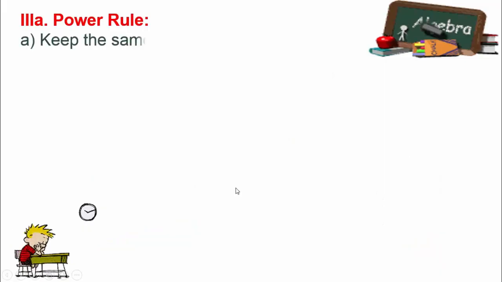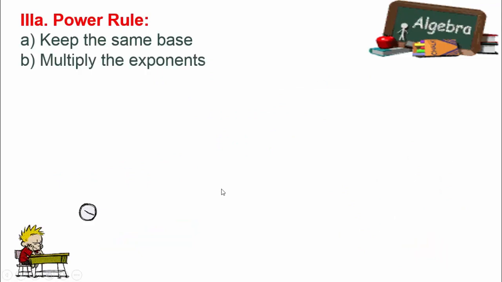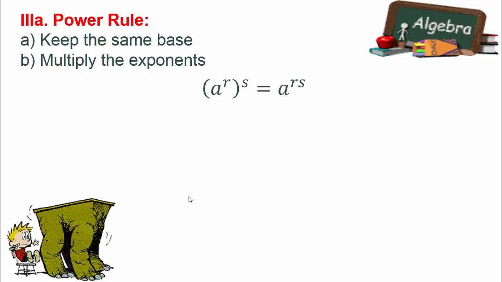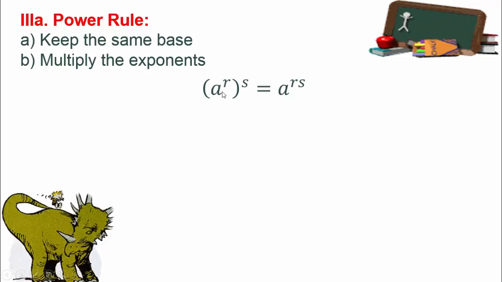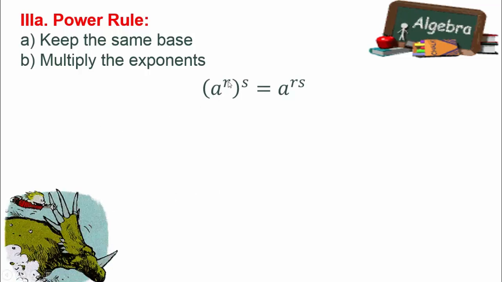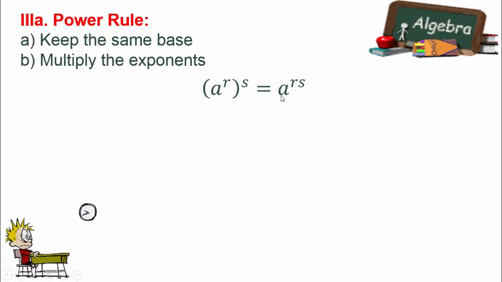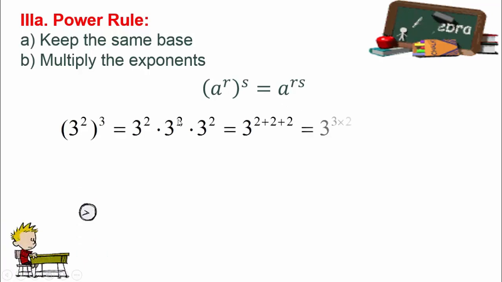So the power rule 3a is if we have the same base, we multiply the exponents. So for example, we have a^r to the s, so that means we have r times s because we brought this to the power, and then here our base is the same.